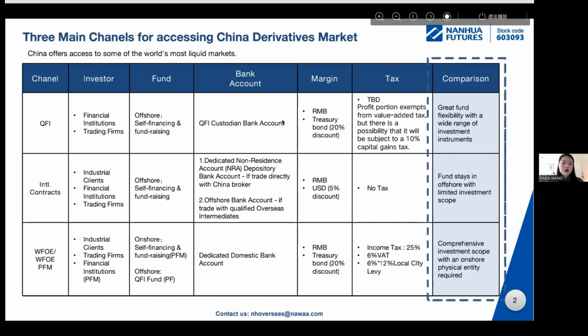The last one is WFOE. It means you can set up a subsidiary company in mainland China, and then you can enjoy the full range of products trading here. But of course, you need to follow Chinese law and pay the income tax and also the profit tax, as we do here.